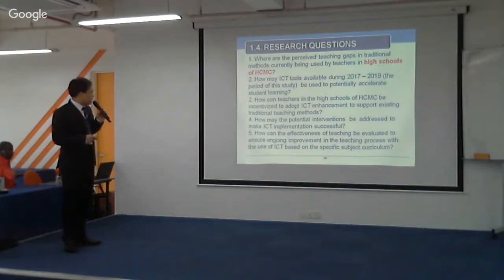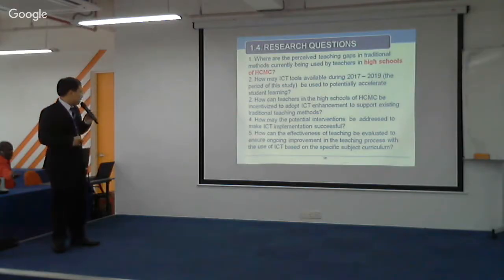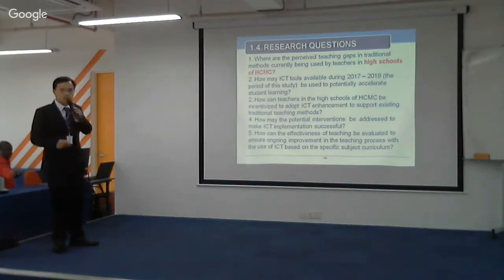And the next, how can teachers in high school of SCMC be incentivized to adopt ICT enhancement to support existing traditional teaching methods? Next, how may the potential interventions be addressed to make ICT implementation successful? And the last, how can the effectiveness of teaching be evaluated to ensure ongoing improvement in the teaching process with the use of ICT based on a specific subject curriculum?